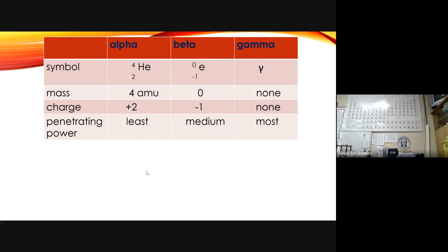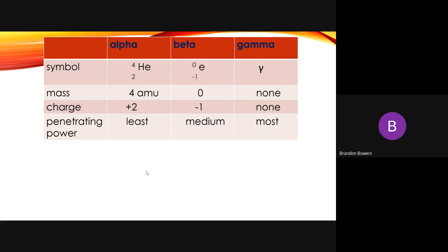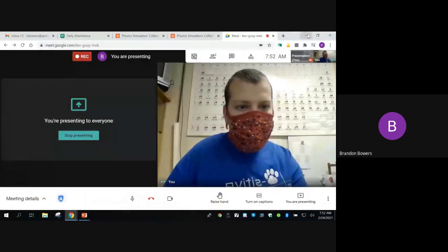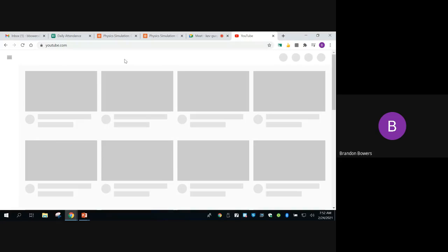Now, why do you think when you get an X-ray, you wear a lead plate or a lead vest? Has anybody ever gotten an X-ray before? You don't get radiation. You're exactly right. Okay? So, what I have to show real quick, I have it pulled up.